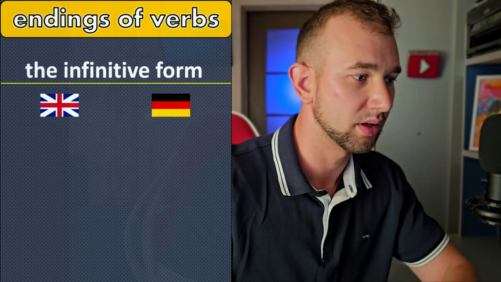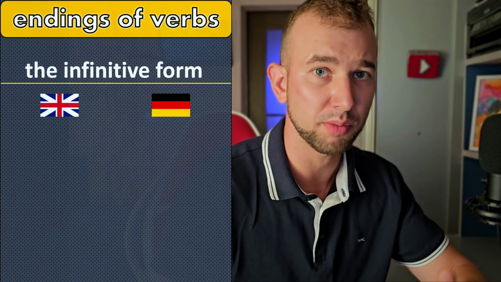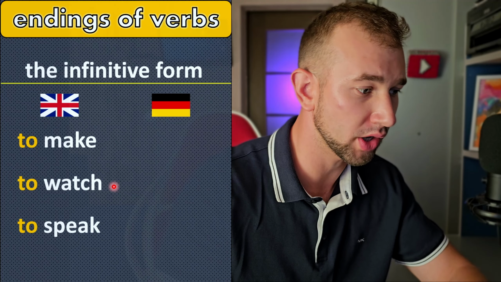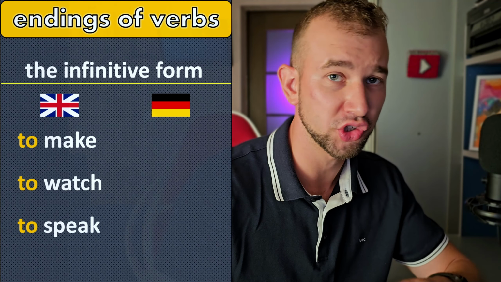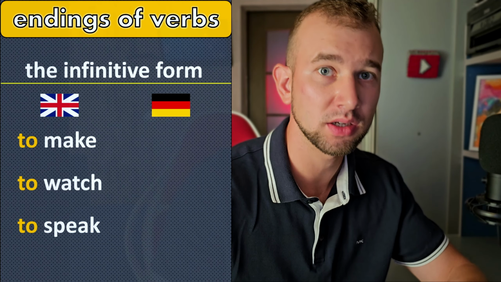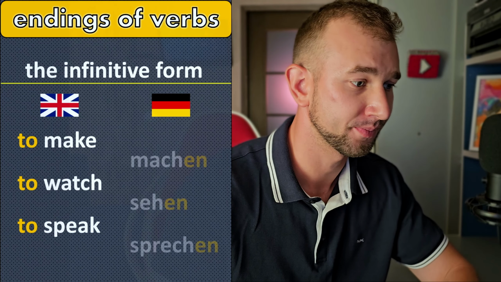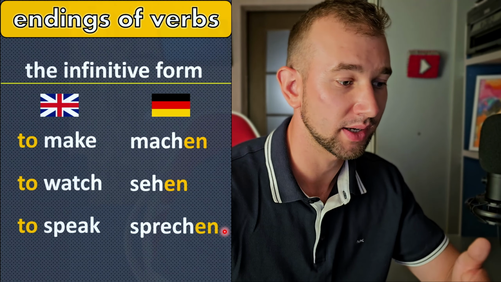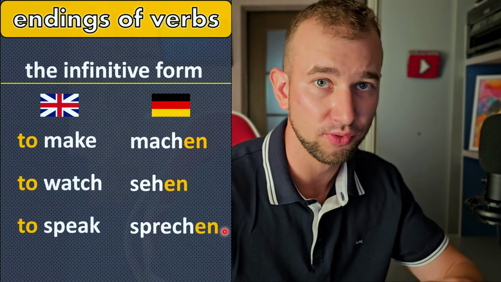First of all, let's find out what is the difference between the infinitive form of the verb in English and in German. By the way, don't forget to make notes. The infinitive form of the verb in English has "to." For example, to make, to watch, to speak. All German verbs end in N. Machen, sehen, sprechen. And this is the infinitive form.